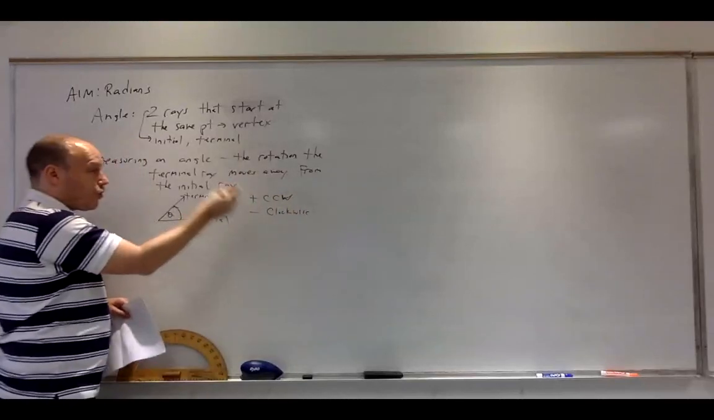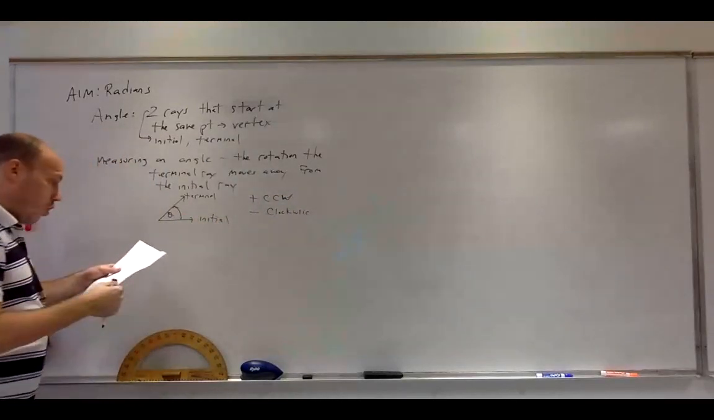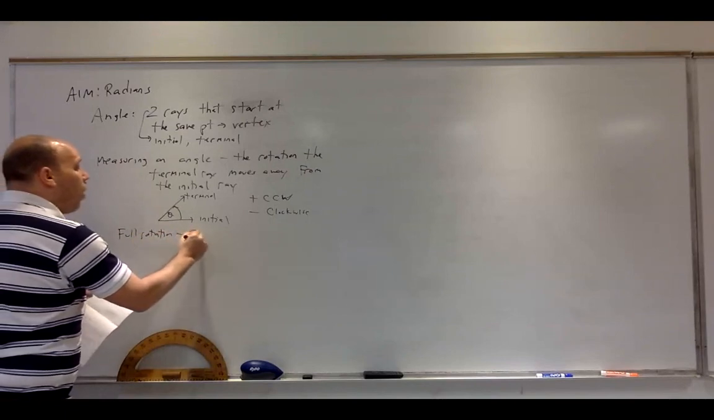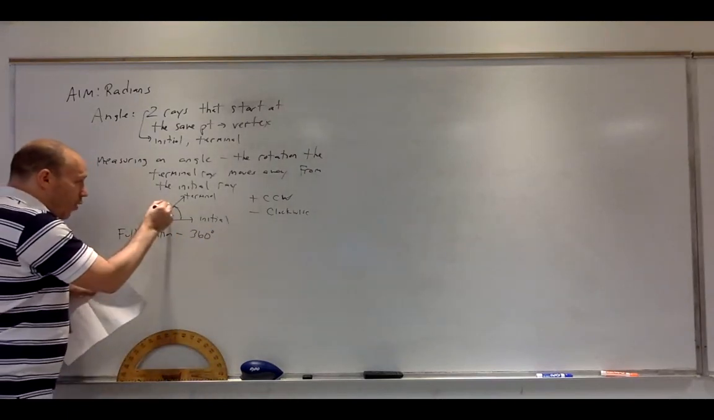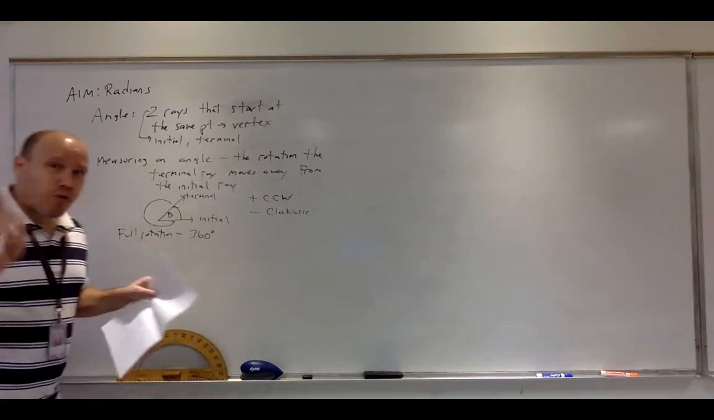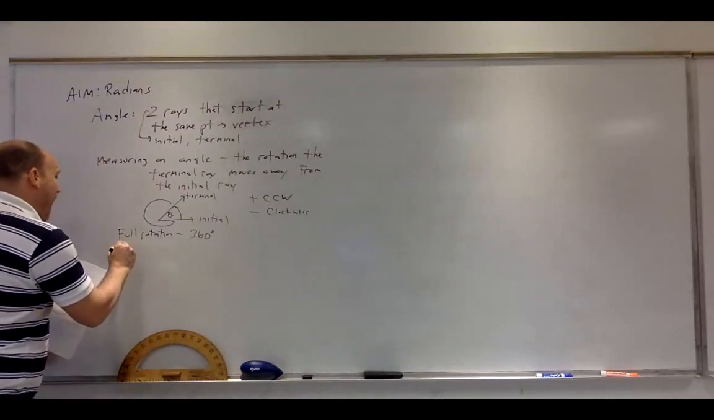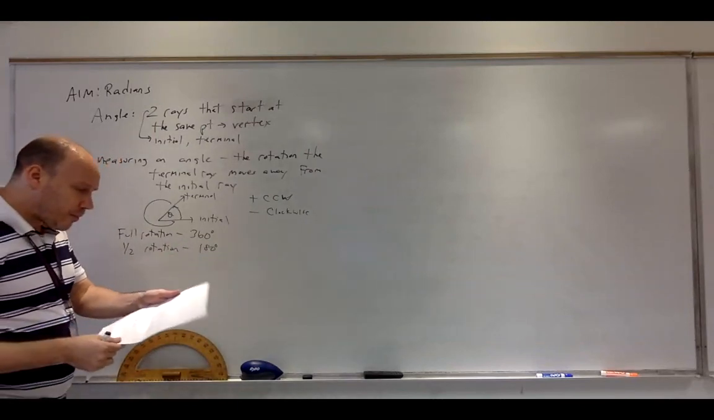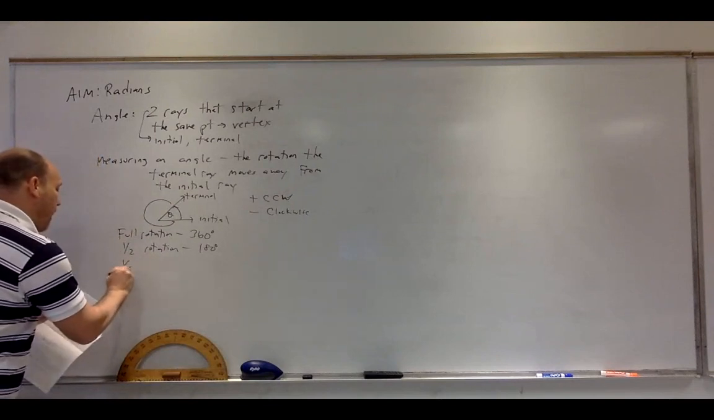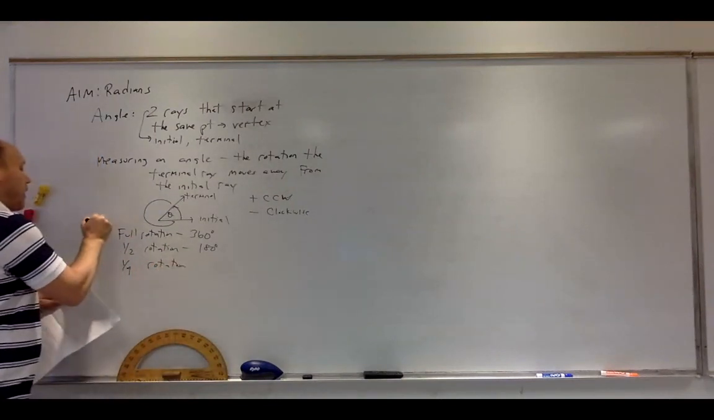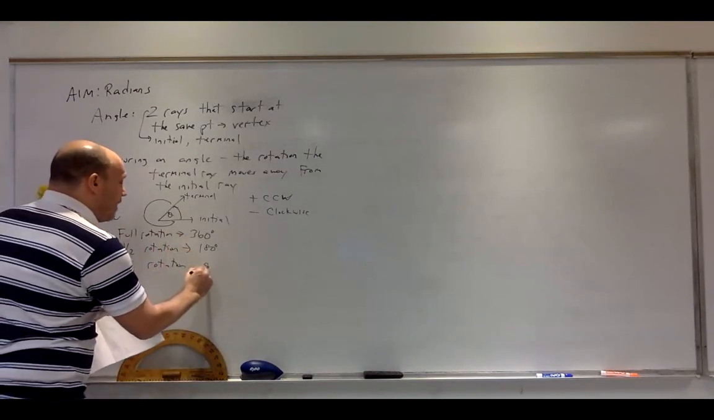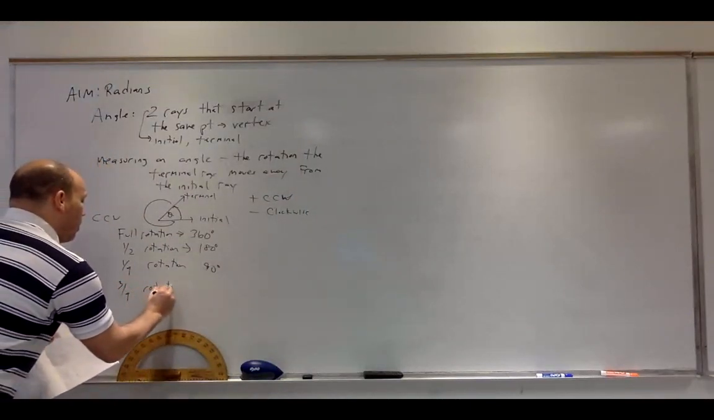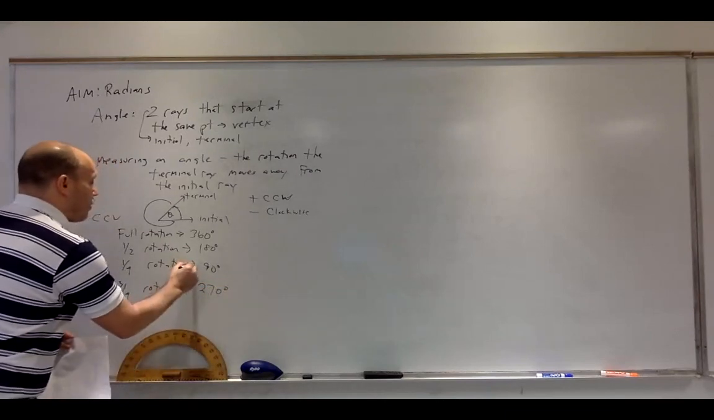Once again, counterclockwise, clockwise. And so we know that a full rotation we call 360 degrees. So if it goes all the way around, we say it's rotated 360 degrees. A half rotation, we call it 180 degrees, right? And then a quarter of a rotation, once again counterclockwise, is 90 degrees, and three quarters of a rotation is 270 degrees.